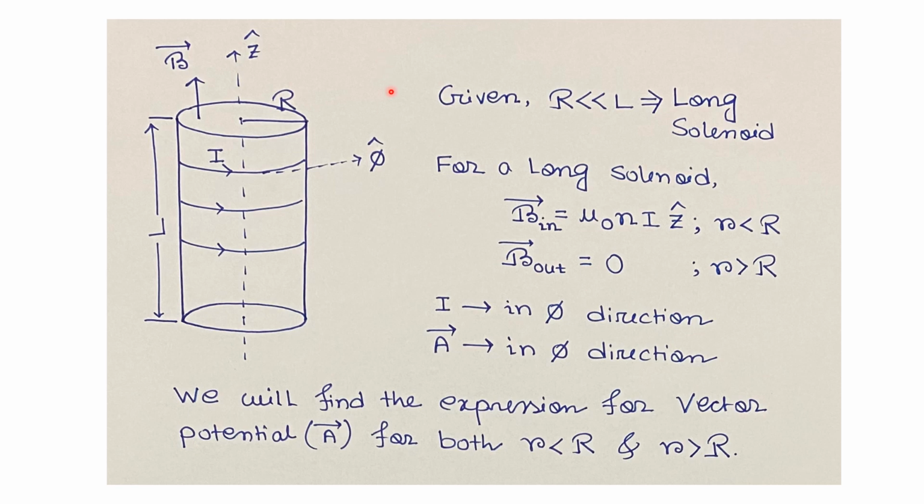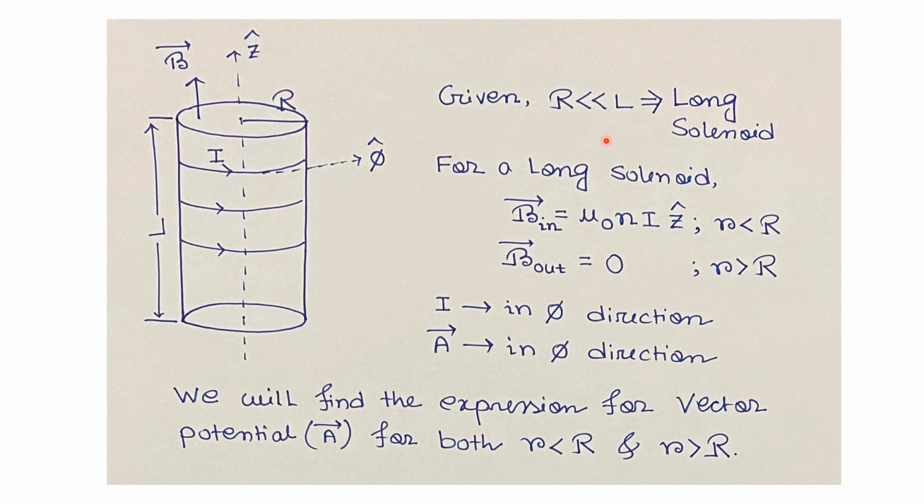So we'll consider a solenoid having radius capital R and length L, and the current is flowing through the solenoid along the phi cap direction. The axis of the solenoid is along the z cap direction, and as the current is flowing along the phi cap direction, our magnetic field in the solenoid will also be along the z direction. It is also given that the radius of the solenoid is very much less than its length. So basically it will be considered as a long solenoid.